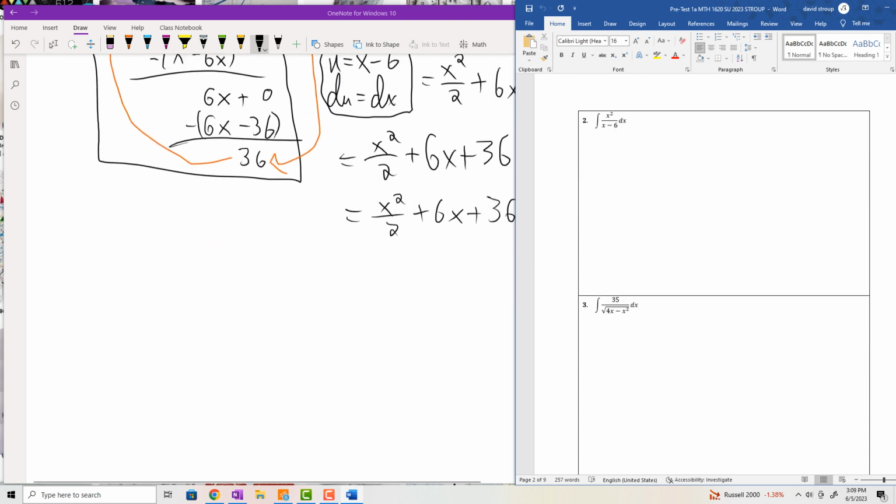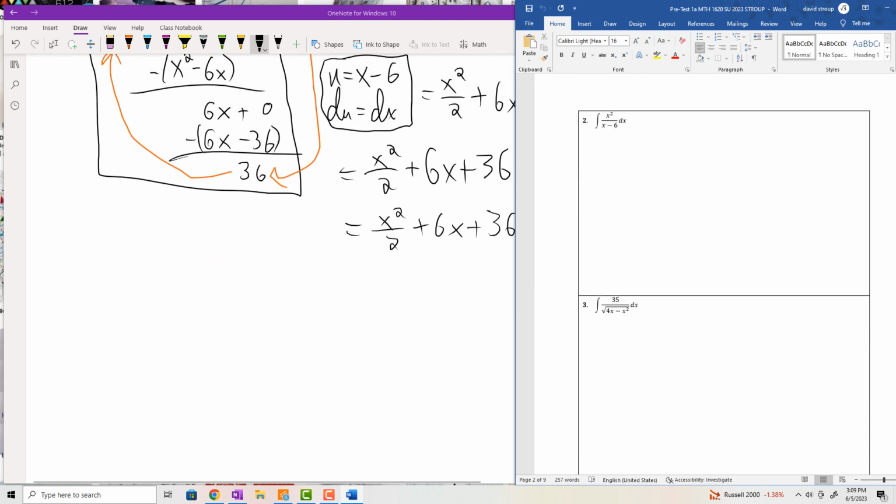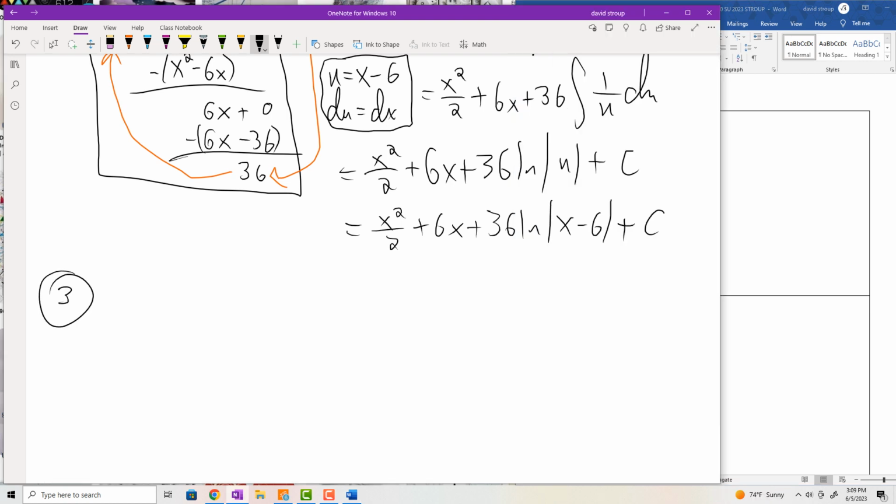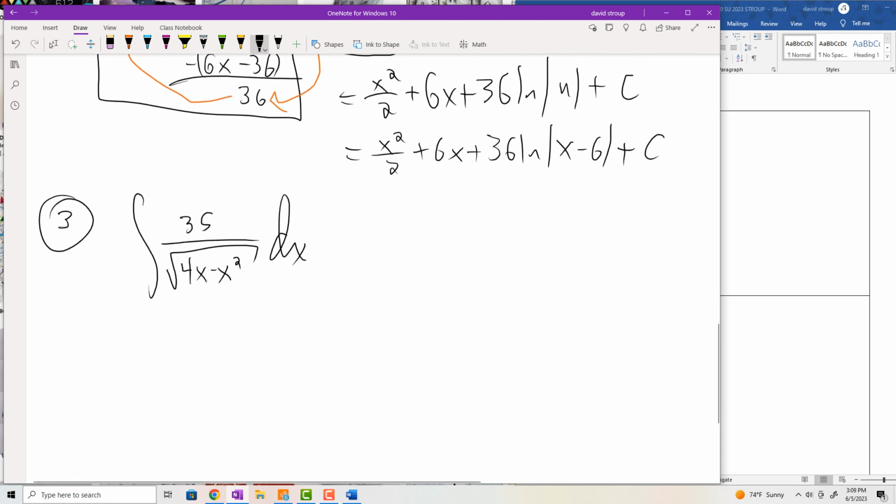Number 3 is complete the square. So another type of algebraic transformation we do. Integral 35 all over the square root of 4x minus x squared. So if you tried to pull a u sub on the 4x minus x squared, you couldn't get that nice cancellations. So it's not of that type of form, and the form it is an arc sine.